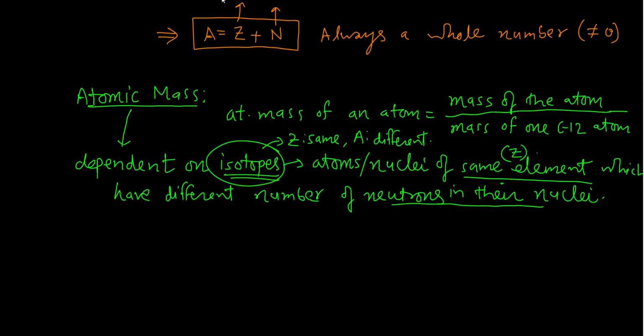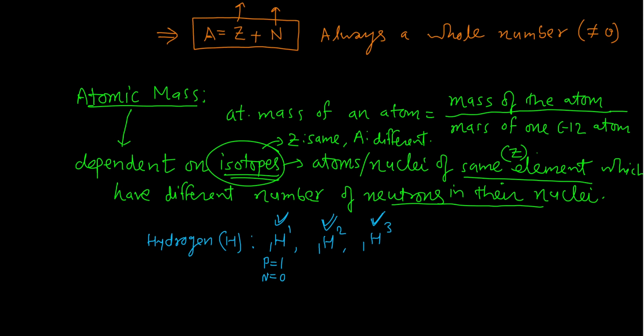Let's take some examples of isotopes. Suppose we take the example of hydrogen. Hydrogen is H, and hydrogen is found in three isotopes: 1H1, 1H2, 1H3. 1H1 has number of protons 1 and number of neutrons 0. This first isotope is called protium, this is called deuterium, and this is called tritium. These three are hydrogen isotopes, and the most abundant isotope in nature is 1H1. 1H2 is found in little amount, but 1H3 is very rare. It is found in very small amount, and it is radioactive also.